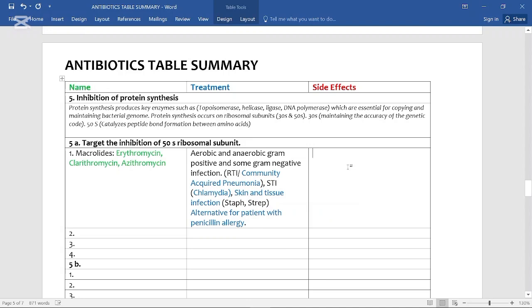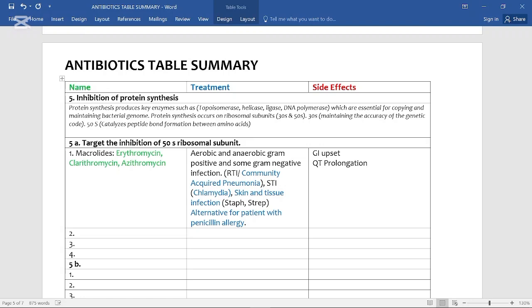So for the side effects here, the first one obviously is the GI upset. Remember, this drug tends to interfere with the normal flora, and that's why you've got the risks of diarrhea, nausea, and vomiting that tends to occur. Another key thing here is the QT prolongation. Just like the fluoroquinolones, this drug also is a culprit in causing arrhythmias.